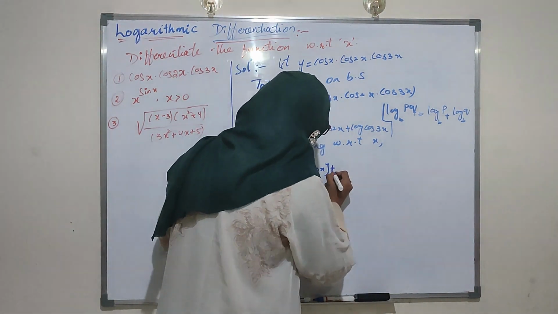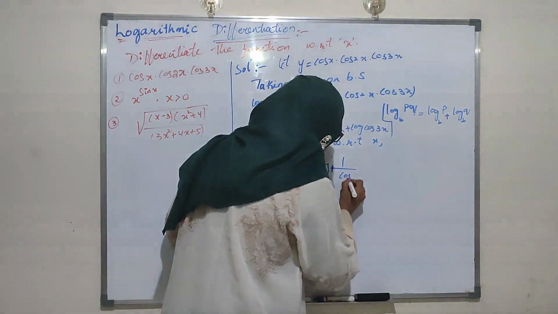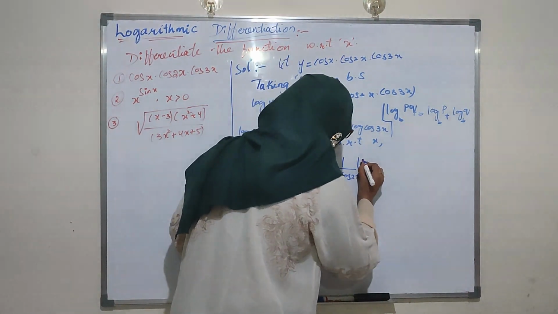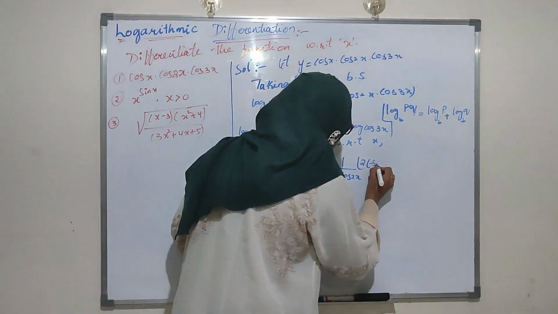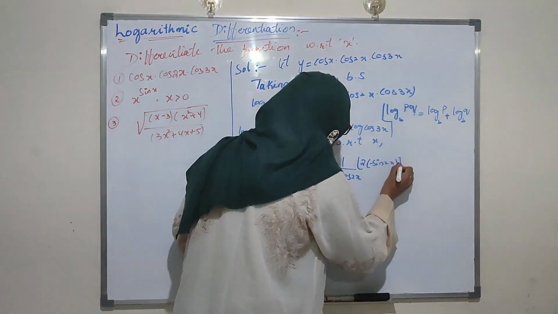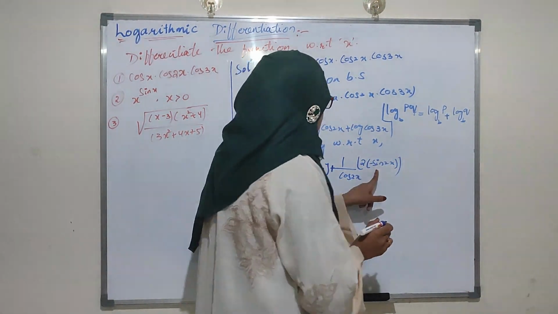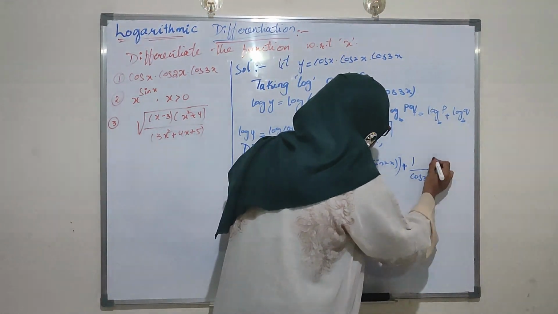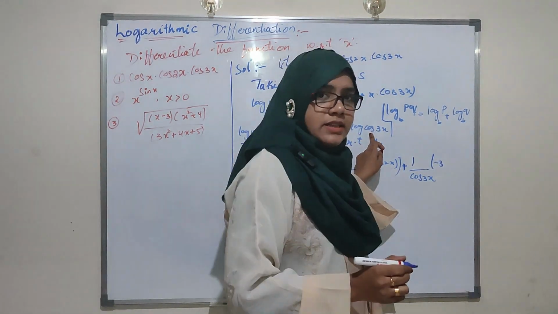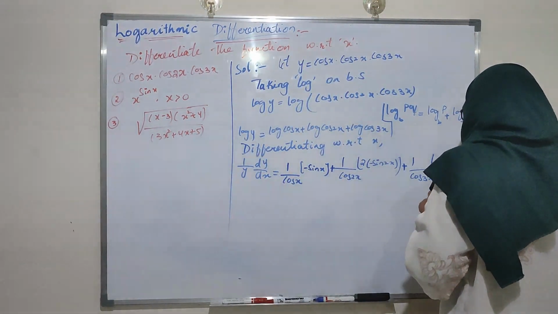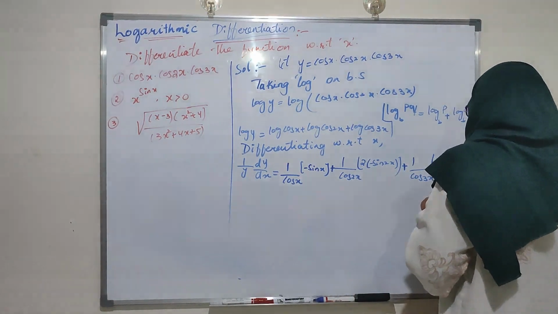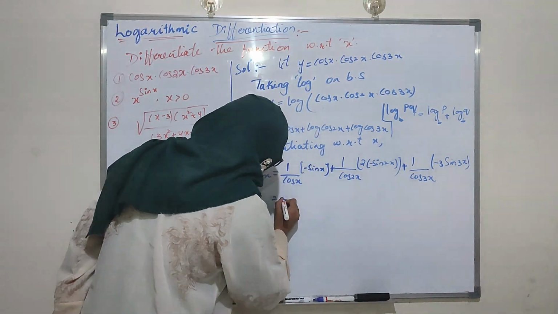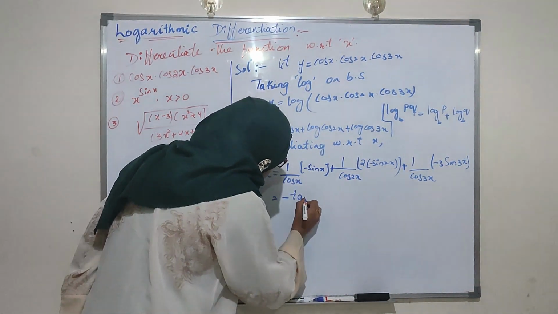Similarly, we are using 1 by cos 2x into differentiation of cos 2x, which is minus 2 sin 2x. Plus lastly 1 by cos 3x into differentiation of cos 3x, which is minus 3 sin 3x. Okay, so here we can write minus of sin by cos is tan x.